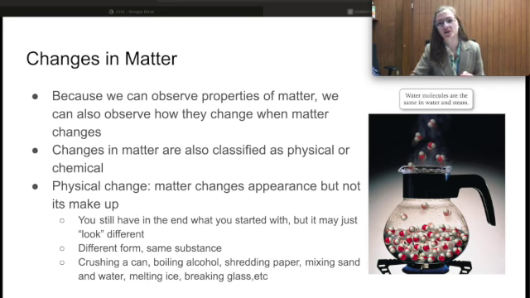So in our little picture here, we can see that we have liquid water down at the bottom, and all these little water molecules going up into the gaseous form of water. So it's the same thing at the start when it's water, and at the end when it's gas.